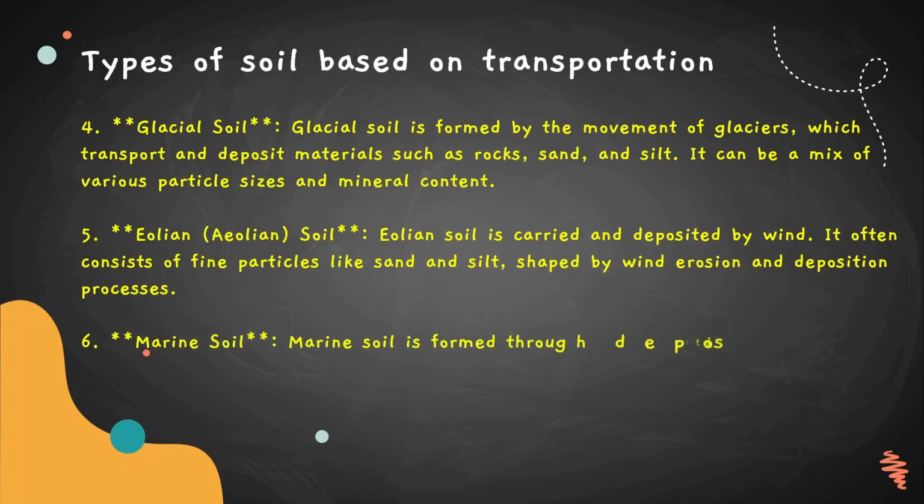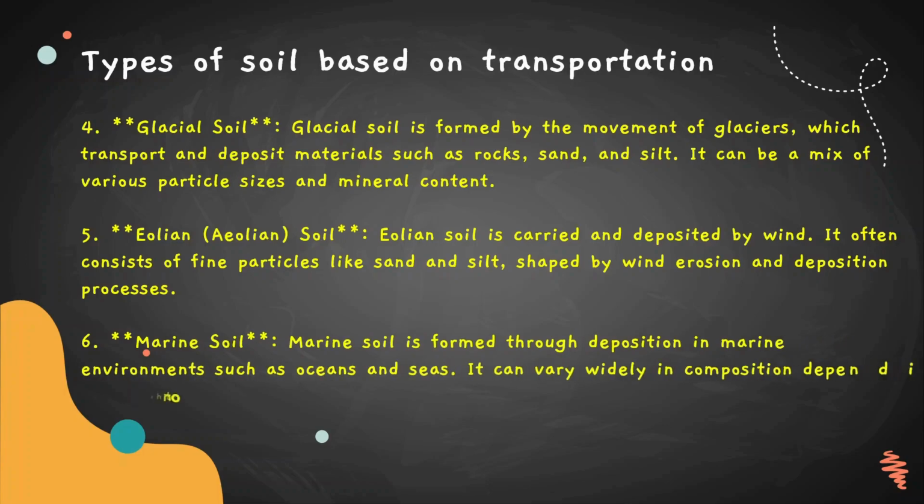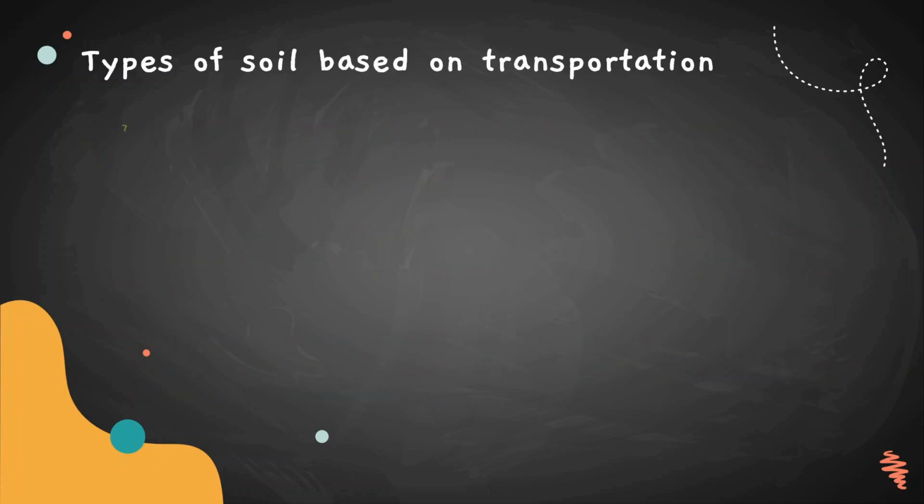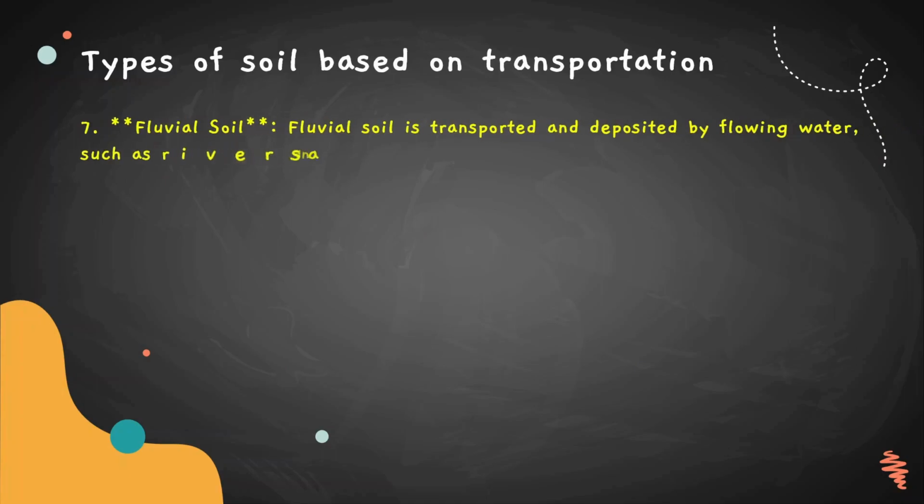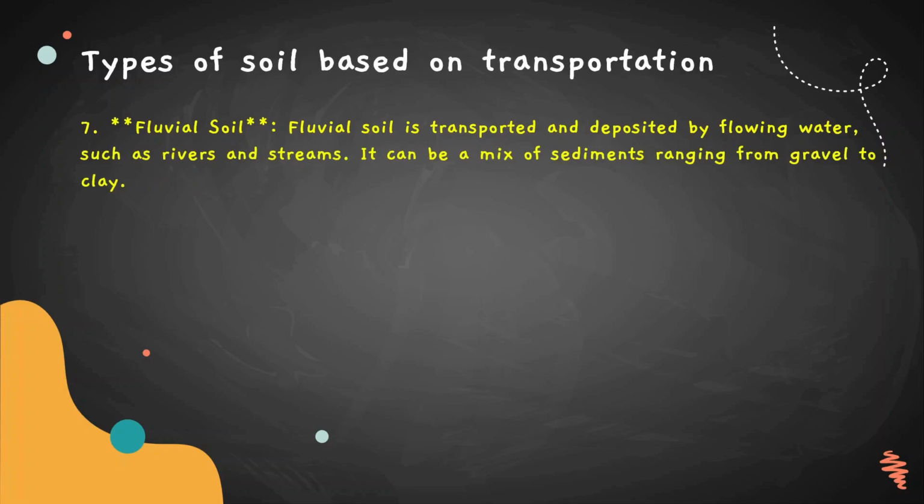Then marine soil. As the name suggests, marine soil is prone to deposition in marine environments such as oceans and seas. It can vary widely in composition depending on the marine conditions present. Then we have fluvial soil. Fluvial soil is transported and deposited by flowing water such as rivers and streams. So it can be a mixture of sediments ranging from gravel to clay.